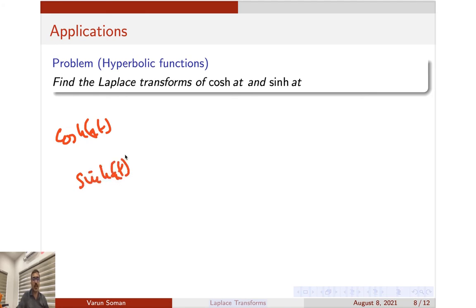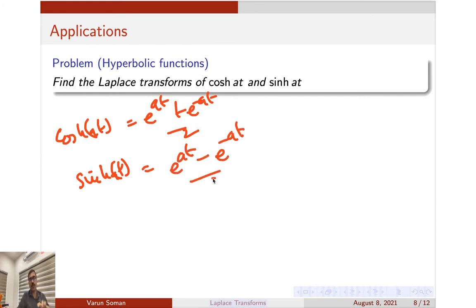What is the definition of cosh at? From calculus you know that it is e raised to at plus e raised to minus at, divided by 2, and sinh at is simply e raised to at minus e raised to minus at, divided by 2. These are the definitions of the hyperbolic functions. Now let us try to find the transforms of these. Suppose I need to find the Laplace transform of cosh at.